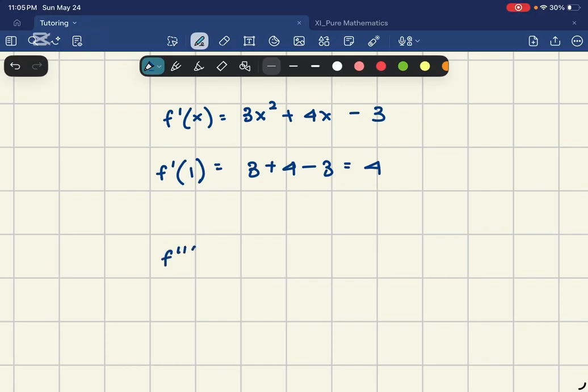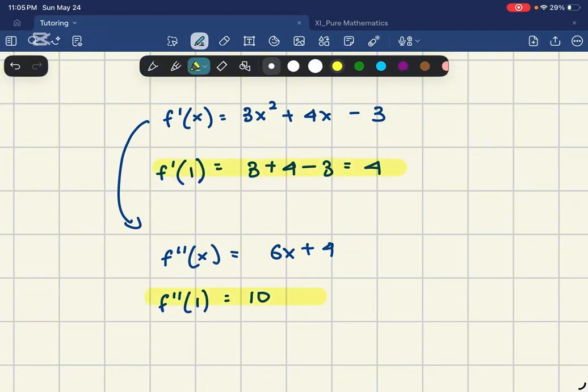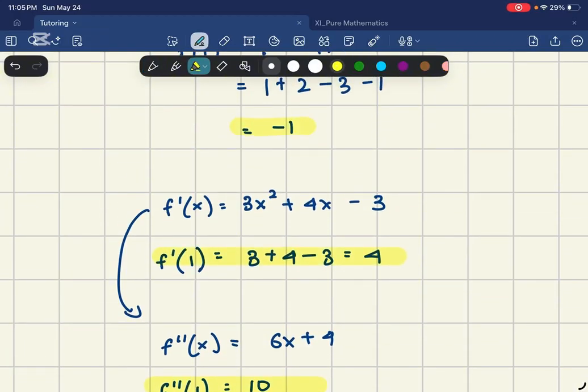Now let's take the second derivative. So you differentiate this, right? And if you differentiate it, you're going to get 6x plus 4. And f double dash of 1 is going to give you 10. And we are done.